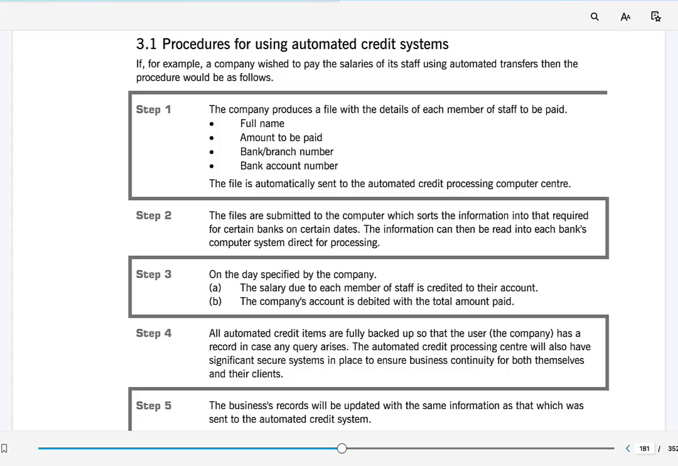4. What does secure systems and business continuity mean? This part is about safety and continuity. Business continuity means the system can continue working even if there is a problem. For example, power failure, computer breakdown, network problems, cyber attack, system crash, natural disaster. If the processing center has strong backup and security, then payment data is not lost. Important files are protected. The business can continue operating. Clients can still receive support and records.